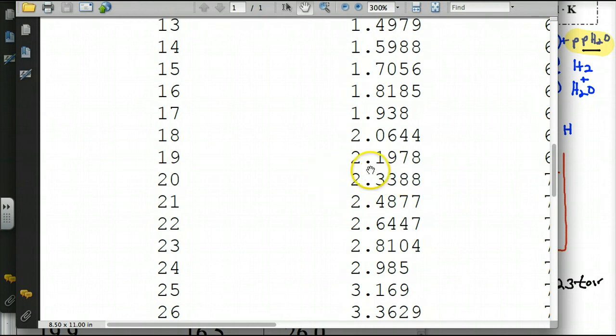So again, if I had 19.5, I'd find the difference between 19 and 20, which let's pretend is 0.2, then I would take 50% of that number and add that to this. Okay? So I'm going to pretend mine was 20. I get 2.3388 kilopascals.